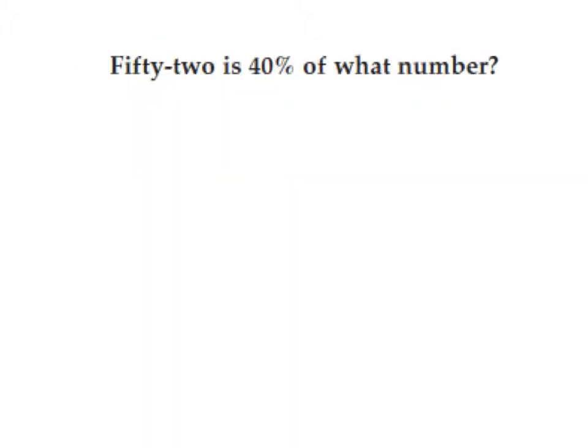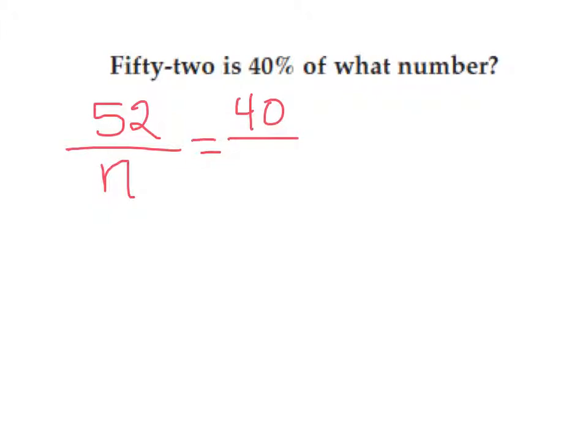All right, let's look at this slide. We have 52 is 40% of what number? All right, so we know that we're looking for our keywords is and of. I find that 52 is next to the word is, so that means it's the part. 40% of what number? That means I don't know what the base is, so I'll put an n there to represent a variable. And then we're going to write the other side of our proportion. I know that I have 40%, so I'll drop the percent sign, and all percents are over 100.